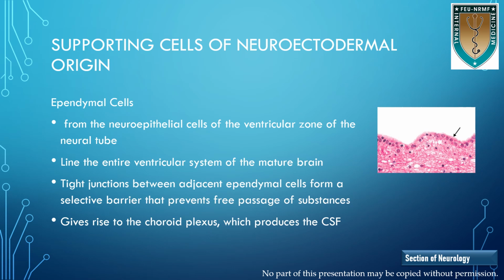The ependymal cells come from the neuroepithelial cells of the ventricular zone of the neural tube. In the mature brain, this forms a single layer of ciliated columnar epithelium, which lines the intraventricular system of the cerebral hemispheres and the brainstem. Tight junctions between adjacent ependymal cells form a selective barrier that prevents passage of substances between the CSF and the brain substance. The ependyma also gives rise to the choroid plexus, which produces the CSF.